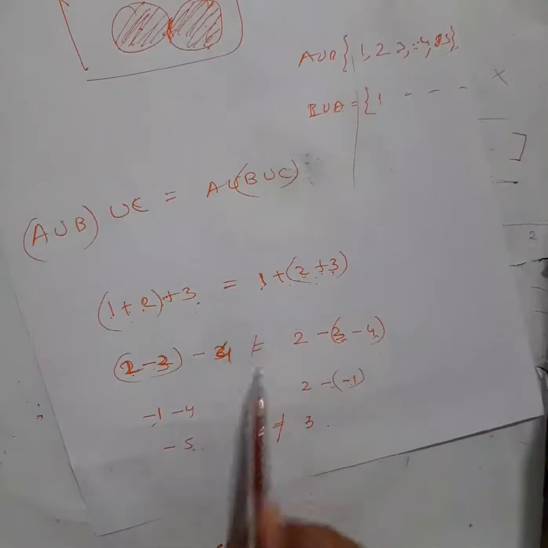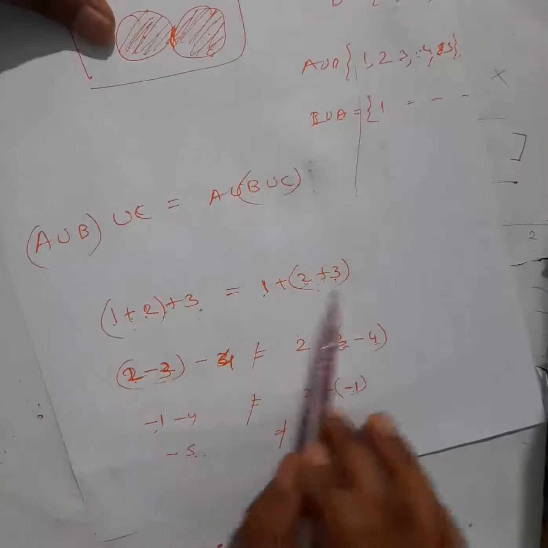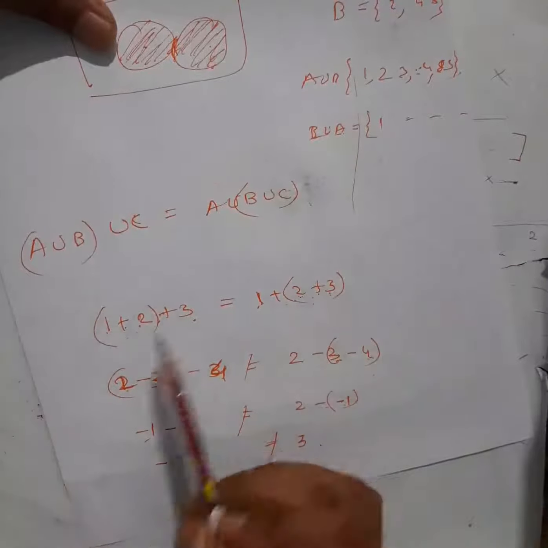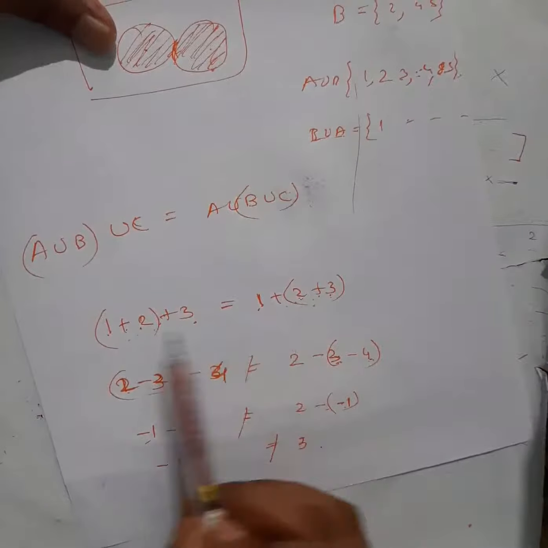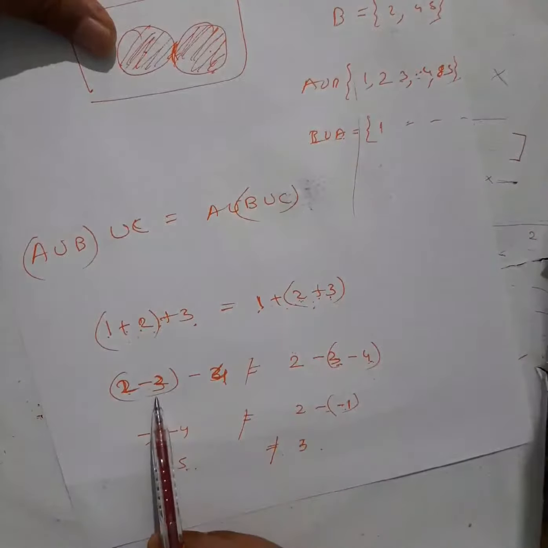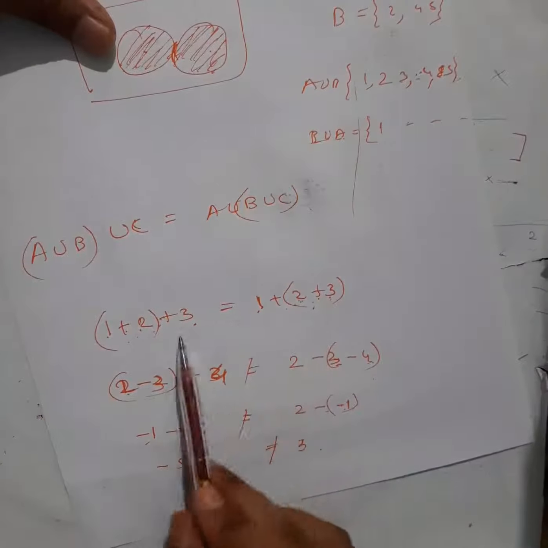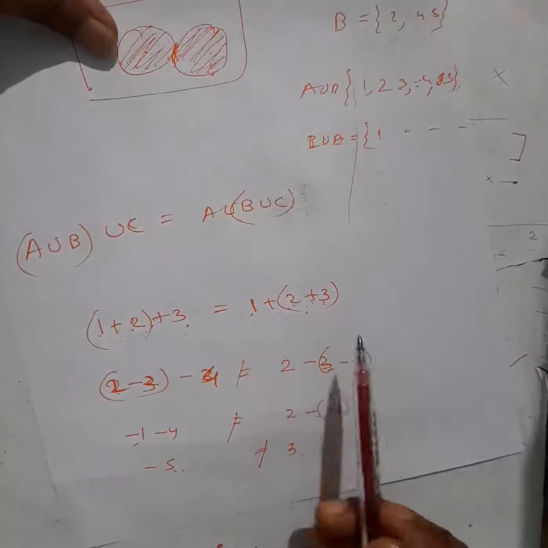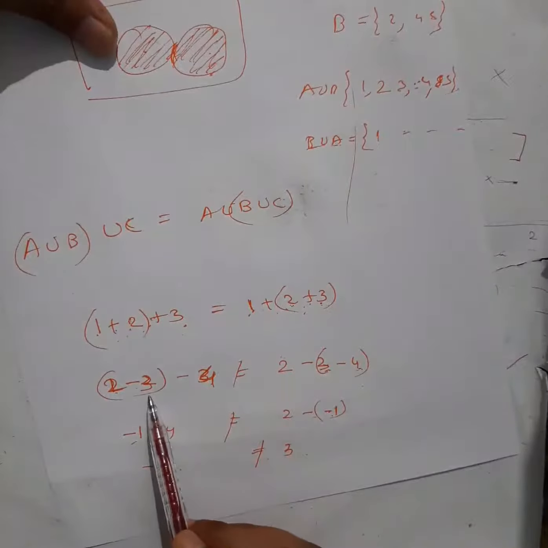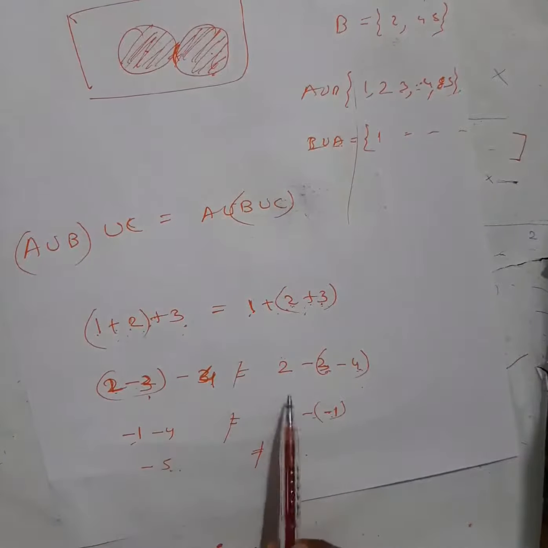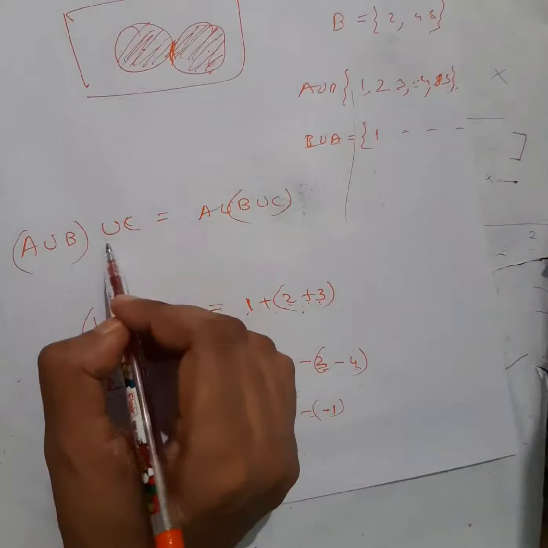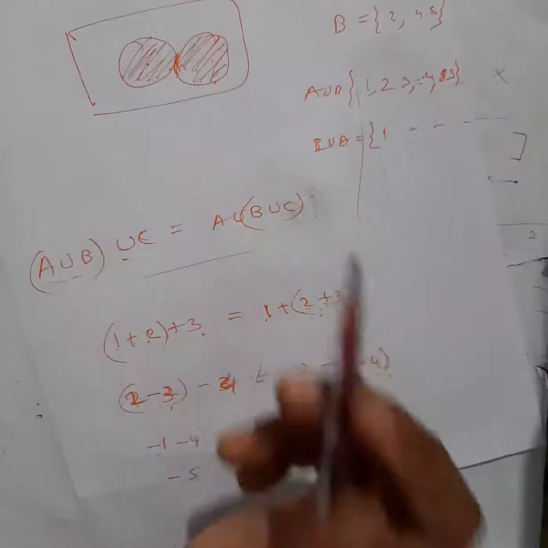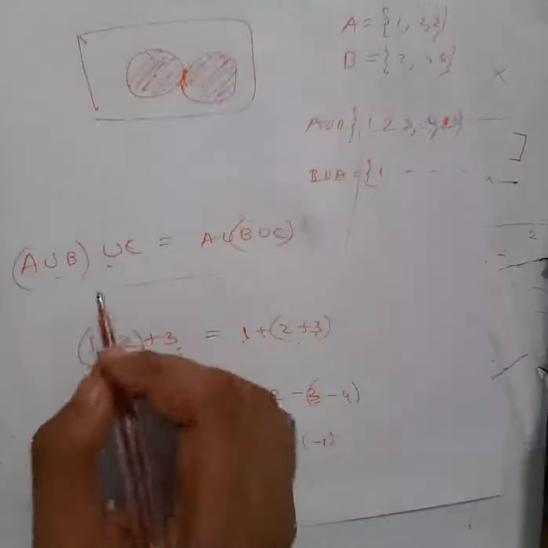So in case of addition, this is called the associative rule, meaning changing the bracket does not have any effect here. So we can say that addition is associative, and subtraction is not associative. In the same way, in case of this operation, will it be associative or not? So how do we find that out?